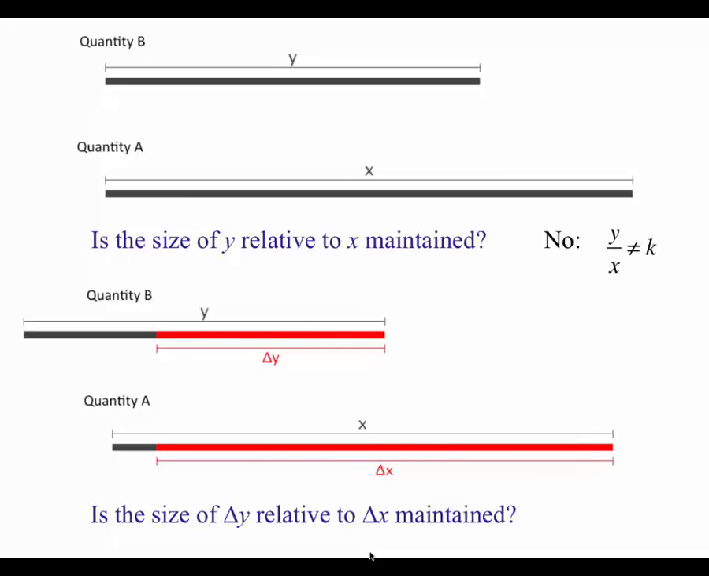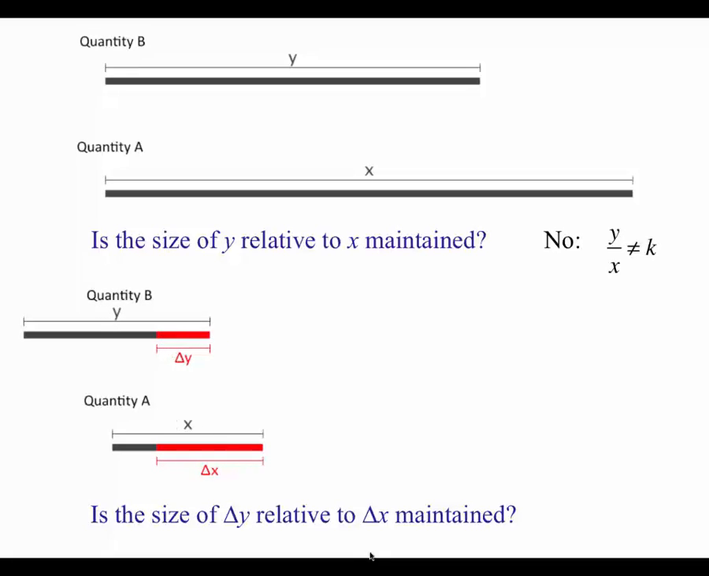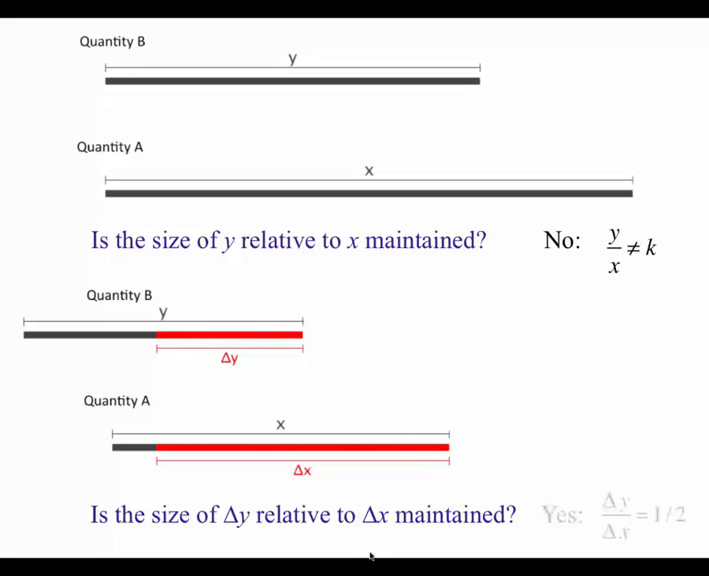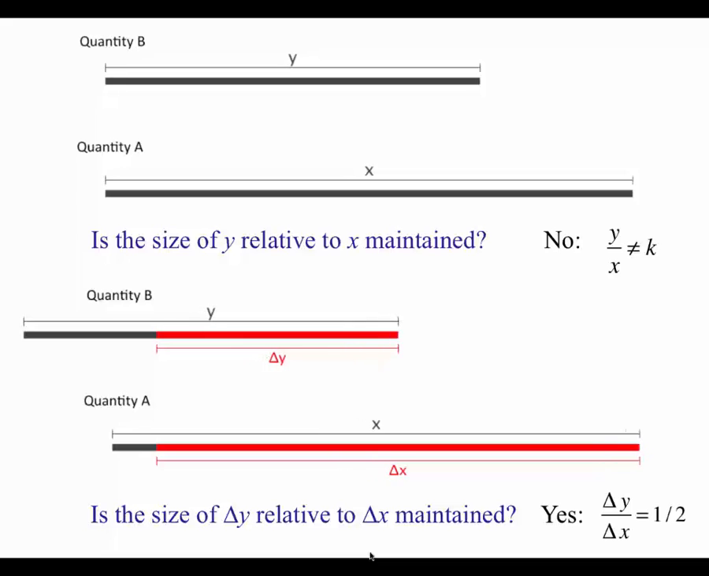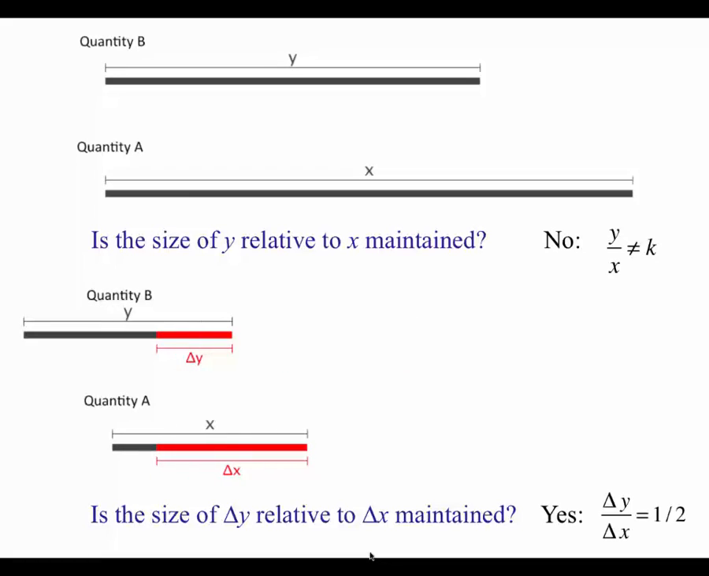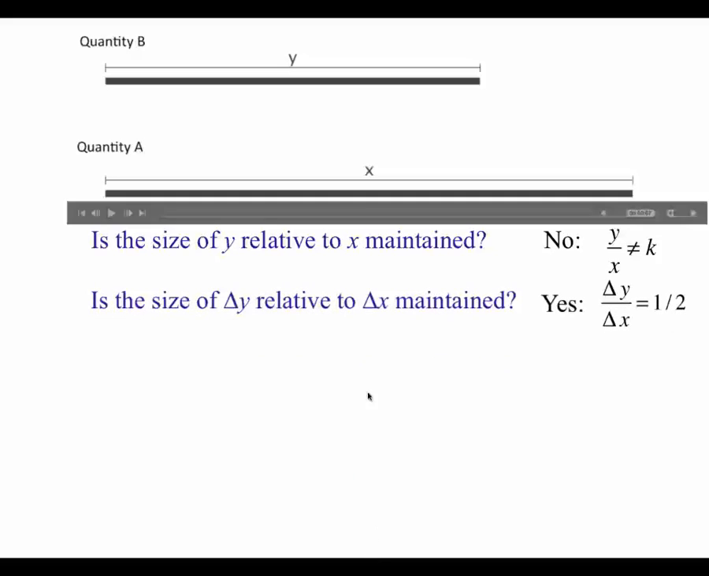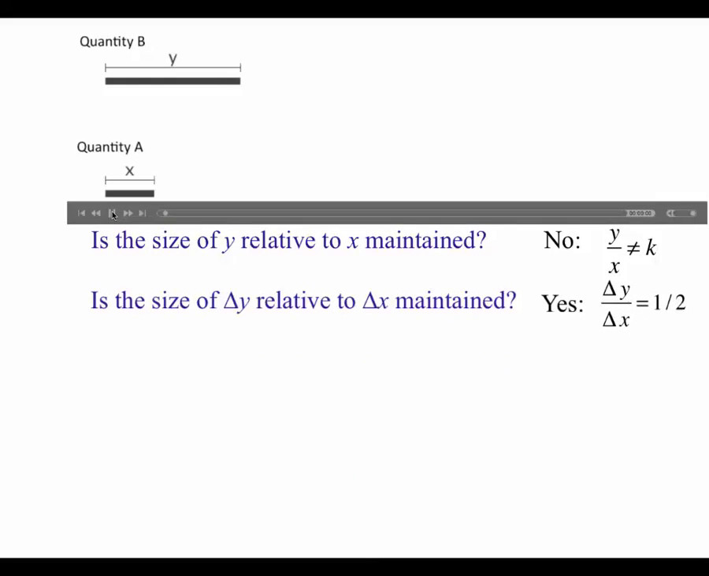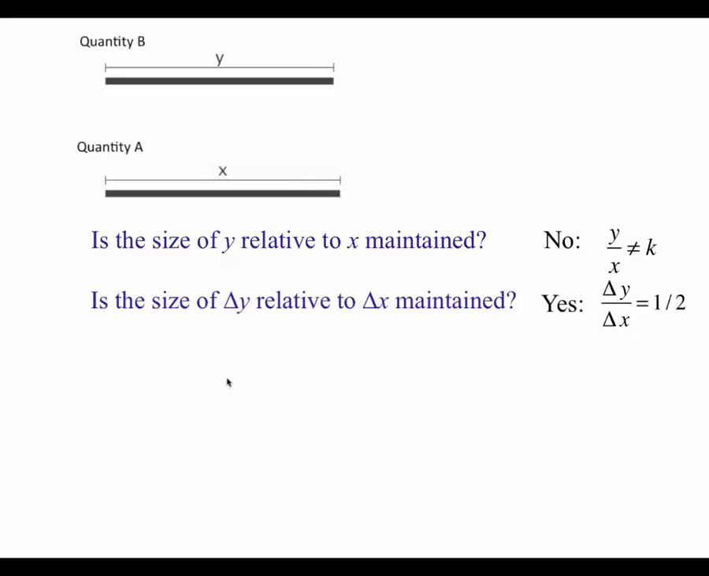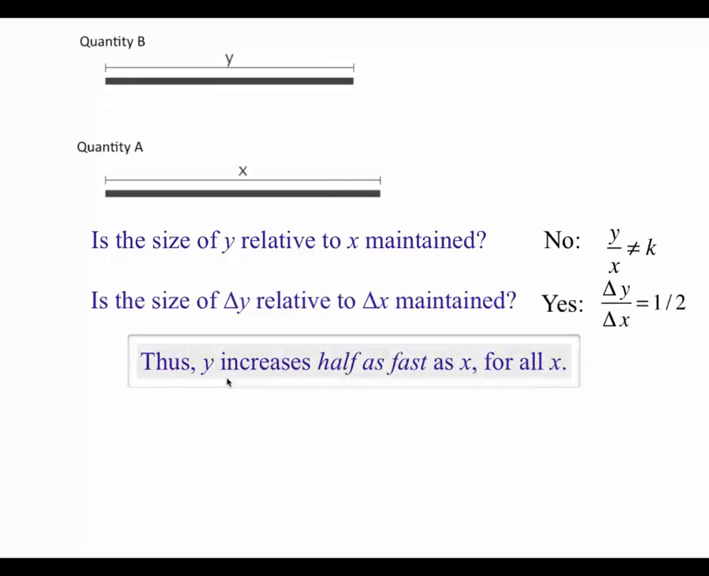I'm hearing people say a half. The size of delta y relative to delta x is a half. Agree with that? Yeah. Okay, so go back to the original one. So this is the same one. We know that y over x is not constant, but delta y over delta x is constant at 1/2. So y is increasing half as fast as x. Would you buy that? That y is increasing half as fast as x for all x. Yes. Most people are nodding, saying yes.